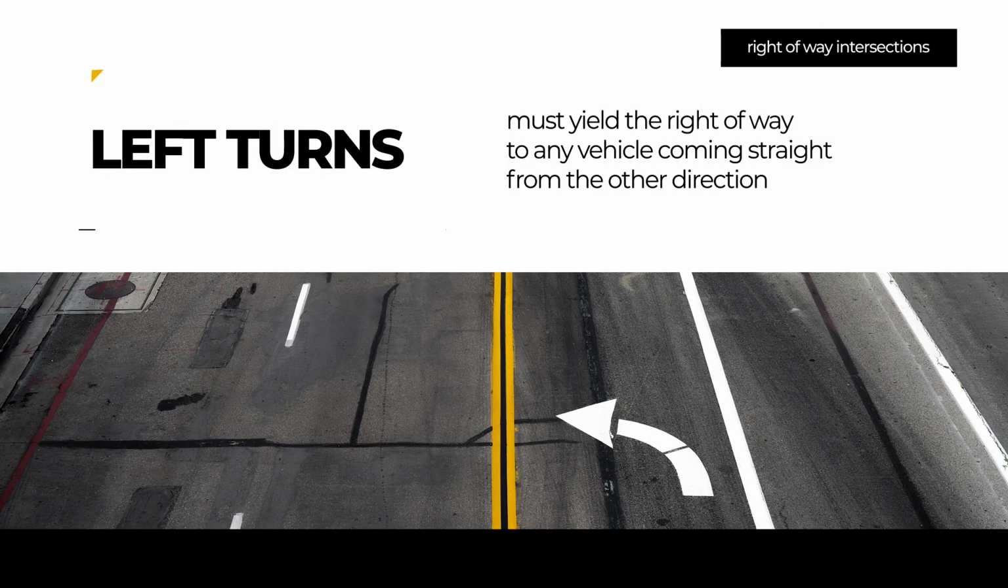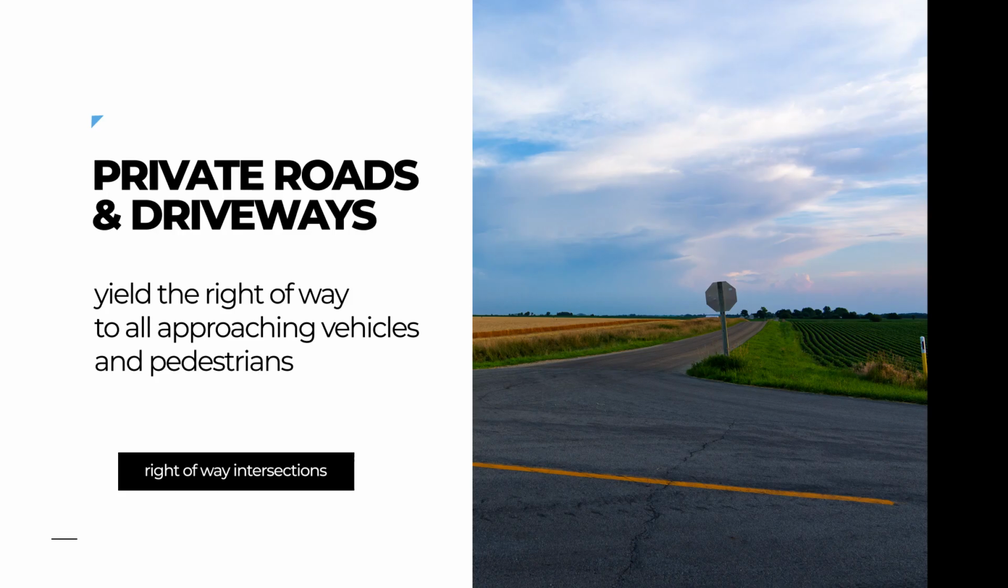Next, we have making left turns at intersections. Now, when you're making a left turn, you must yield the right-of-way to any vehicle that's coming straight from the other direction. There are private roads and driveways that can be found on the side of roads, streets, or highways, which must yield the right-of-way to all approaching vehicles and pedestrians on the main road.